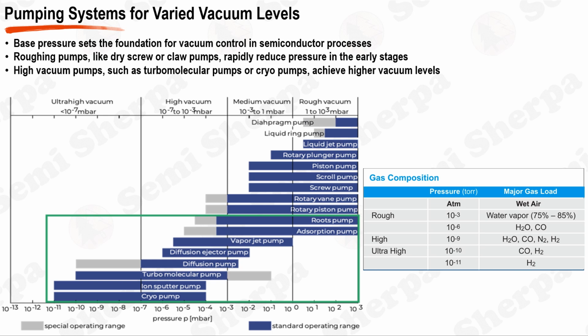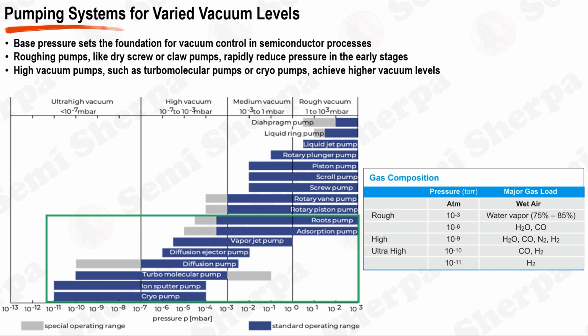As the desired vacuum level increases, high vacuum pumps, such as turbomolecular pumps or cryopumps, are utilized. These pumps offer higher pumping speeds and are essential for achieving higher levels of vacuum. Different vacuum levels require specific pumping systems due to variations in gas composition and pressure. For example, the roughing pump is suitable for establishing the rough vacuum, while high vacuum pumps excel at attaining high and ultra-high vacuum levels. However, in semiconductor vacuum systems, oil-sealed rotary vane pumps and diffusion pumps are avoided due to the risk of oil backflow and resulting wafer contamination.